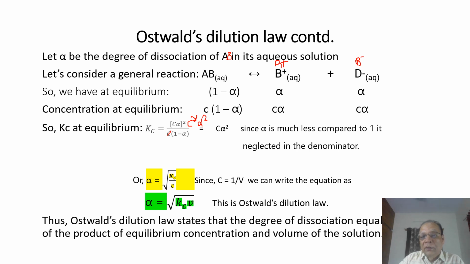Now, since concentration is 1 by volume, we can write the equation as alpha equals root over Kc into V. This is Ostwald's dilution law in mathematical form. The Ostwald dilution law states that the degree of dissociation equals the root of the product of the equilibrium constant and the volume of the solution.